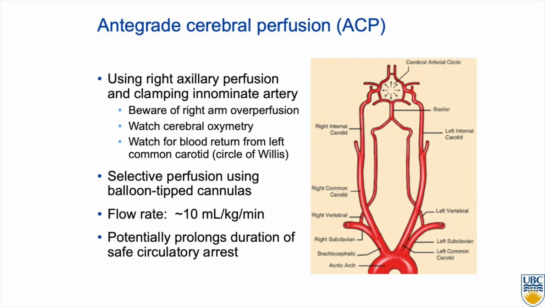Antegrade cerebral perfusion is the most commonly used approach, using the right axillary as the artery of choice. When you're using this approach, a couple of things to be aware of. So the right arm overperfusion. Like I previously mentioned, I would urge you to watch the cerebral oximetry, and I would also, once you're circ arrested, watch for blood return from the left common carotid, which might be a good sign of bilateral brain perfusion, depending on the circle of Willis. You can also achieve this using selective perfusion cannulas that are typically balloon tipped. The flow rate should be at about 10 to 15 milliliters per kilo per minute. And this approach has the advantage of potentially prolonging the duration of a safe circulatory arrest.